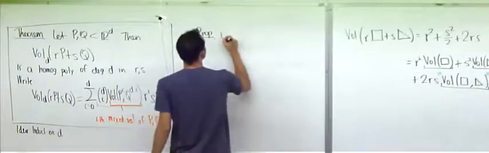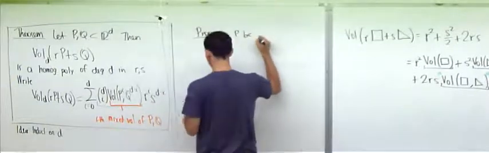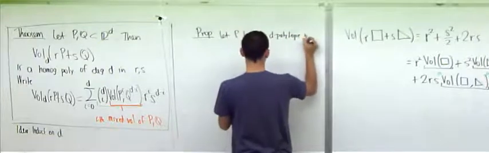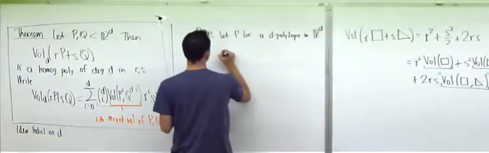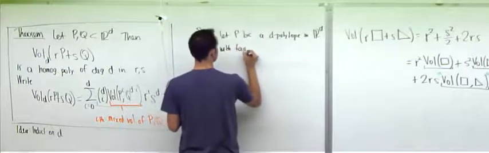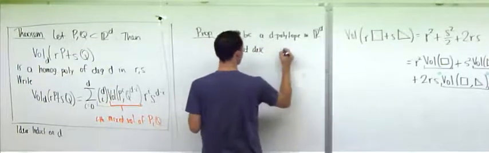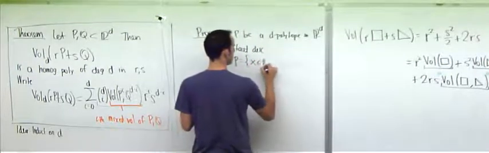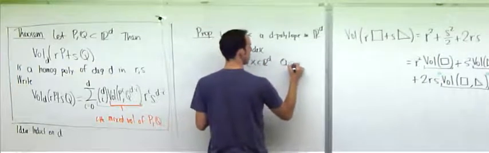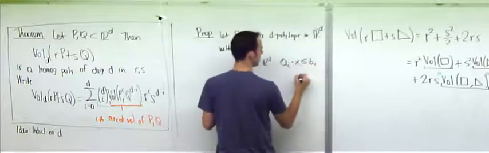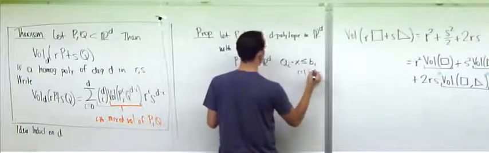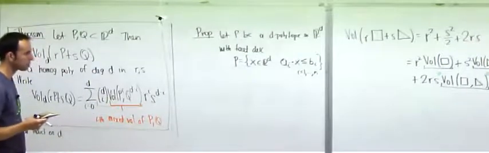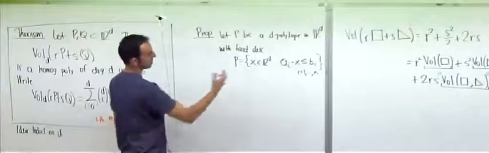Okay? So let P be a d polytope in Rd with facet description given by something like P is the x's in Rd such that ai dot x is less than or equal to bi for I equals 1 to n. Okay? So that's the inequality description of the polytope.